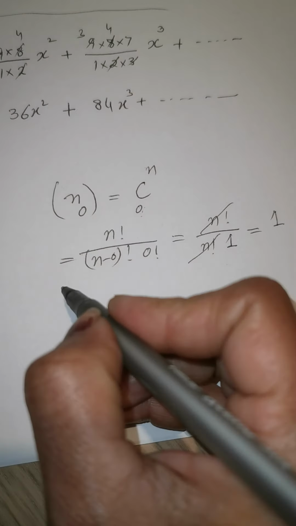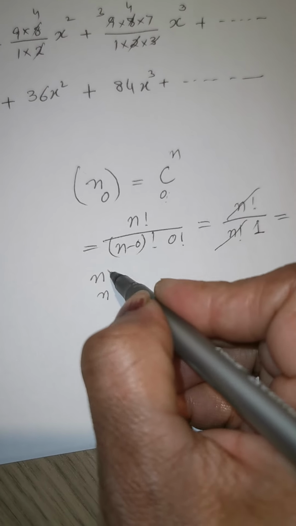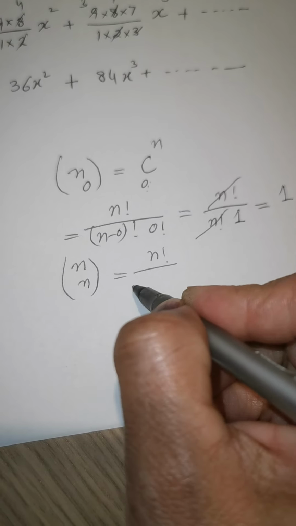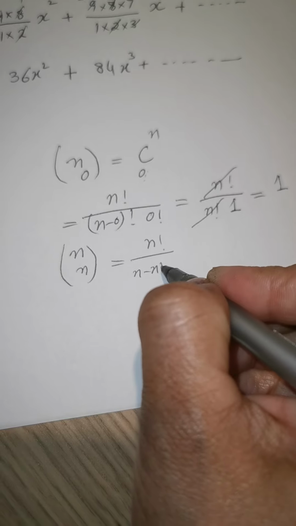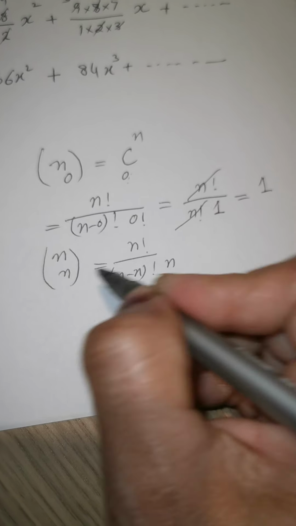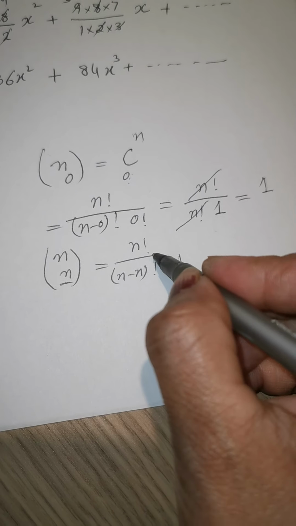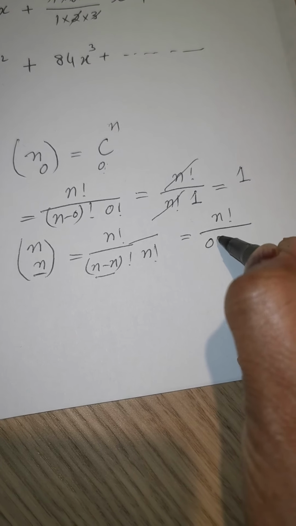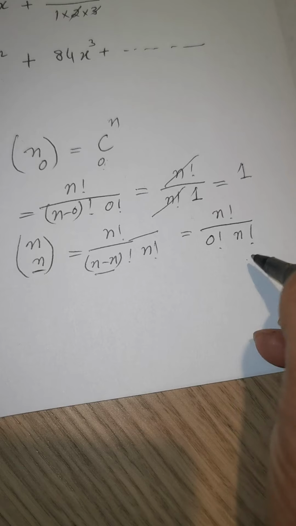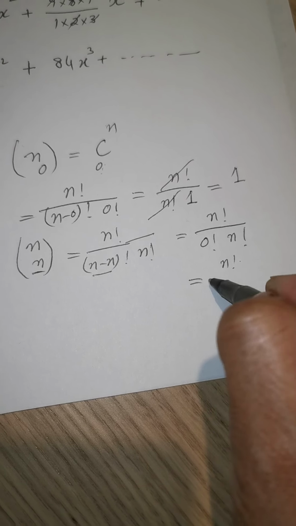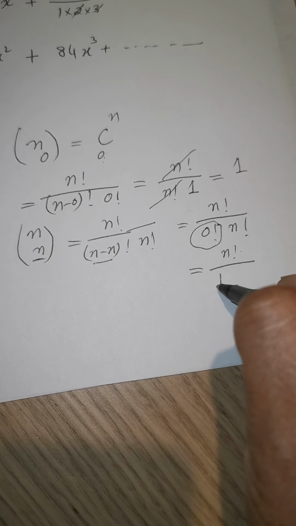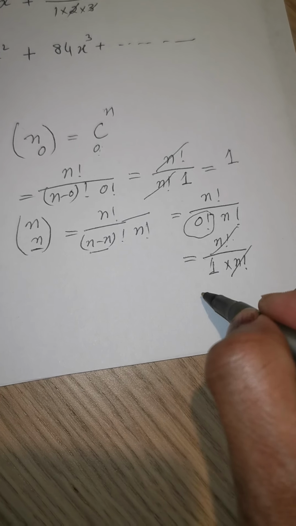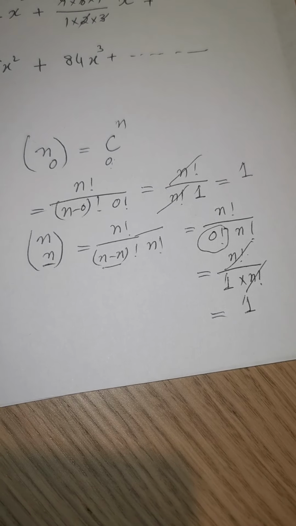Similarly, if you have to find the value of nCn, what will its value be? We will check. First of all, we will write n factorial over the factorial of n minus n, right? And then the factorial of this thing, which is n factorial. Now you can check, we have n factorial over 0 factorial, and n factorial as it is. Again we will use the definition that 0 factorial is 1, so I will write its value 1, and n factorial. The n factorials will cancel each other, and again the value of nCn will be 1.